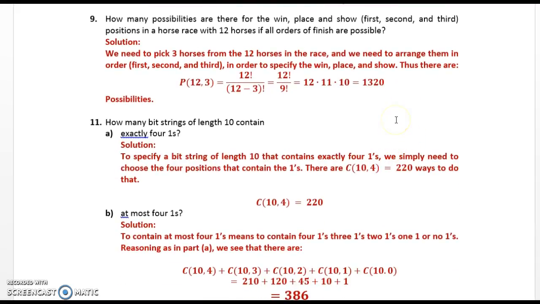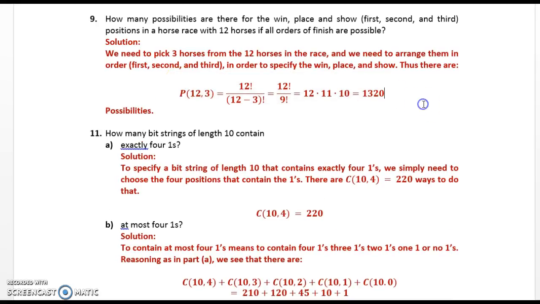How many possibilities are there for a win, place, and show, for first, second, and third positions, in a horse race with 12 horses if all orders of finish are possible? We need to pick 3 horses from the 12 horses in the race, and we need to arrange them in order, first, second, and third, in order to specify the win, place, and show. Thus, there are P of 12, 3, which is 12 factorial over 12 minus 3 factorial, or 12 factorial over 9 factorial, which is 12 times 11 times 10, which is 1320 possibilities.